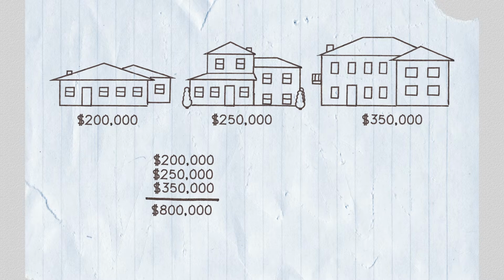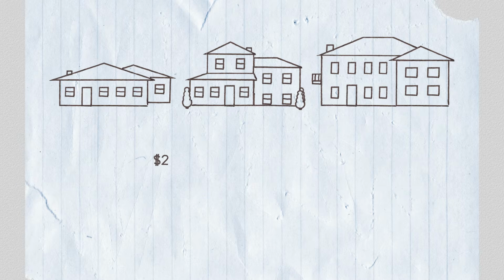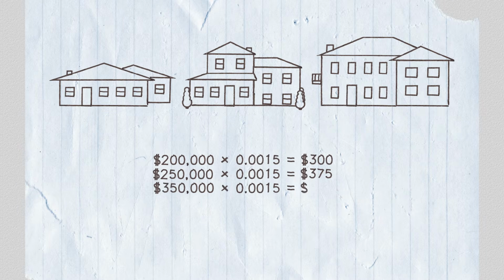Let's imagine that the town needs to collect $1,200 to pay for these services. To calculate the tax rate, you divide the cost to provide services by the total assessed value of all the properties in the town. This establishes a tax rate. Now, to calculate how much tax each home pays, we multiply the tax rate by the assessment.